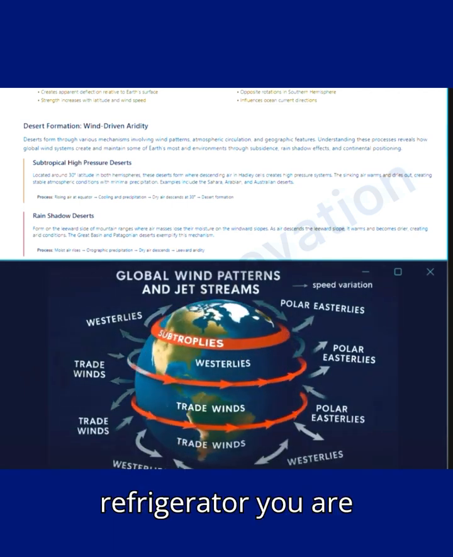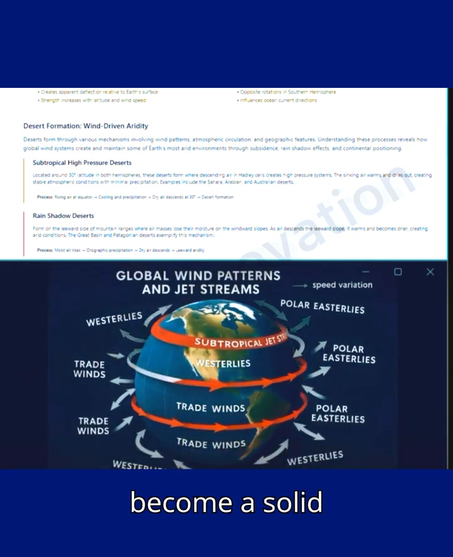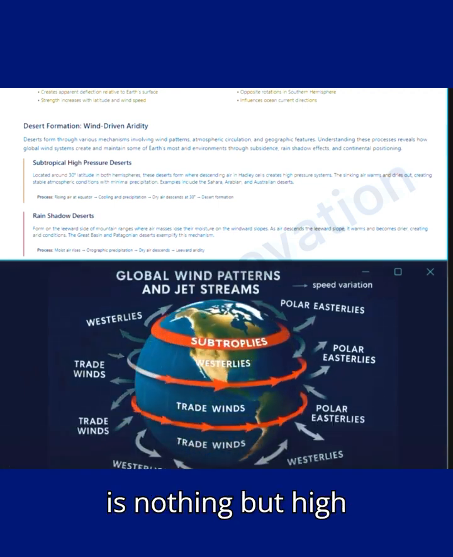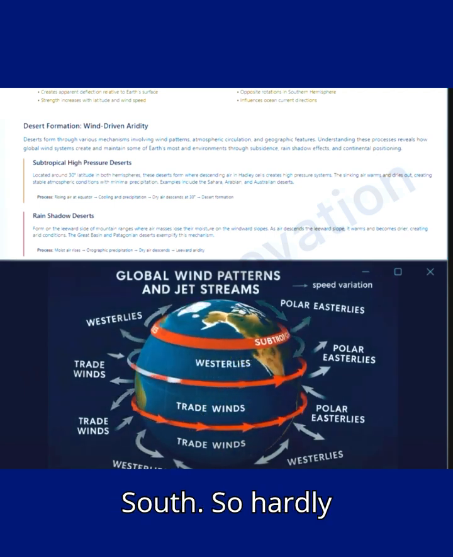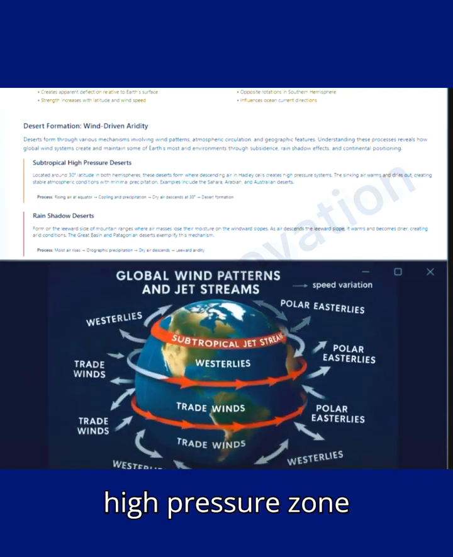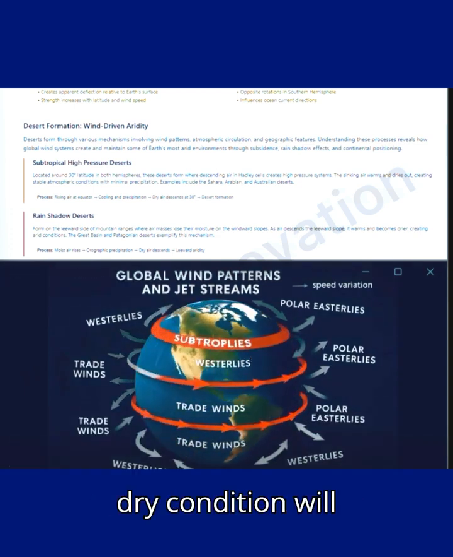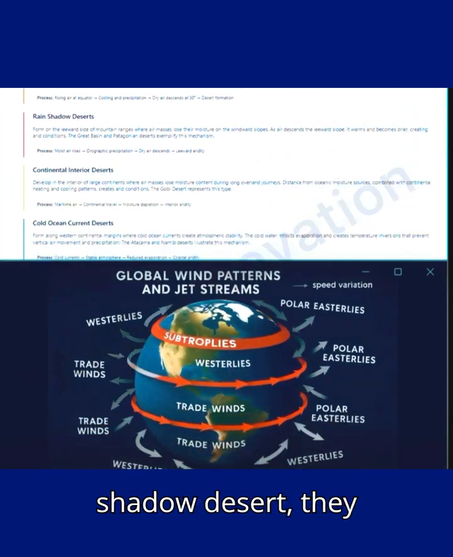High pressure deserts. Okay, think about this refrigerator. In the refrigerator, you are keeping it in a liquid form, and it needs to become a solid. In the freezer, it will always be cold. Cold is nothing but high pressure. Subtropical high pressure deserts are located near 30 degrees north and south. So Hadley cells will create dry high pressure zones. The rain will not occur. So that means clear sky and dry conditions will dominate there.